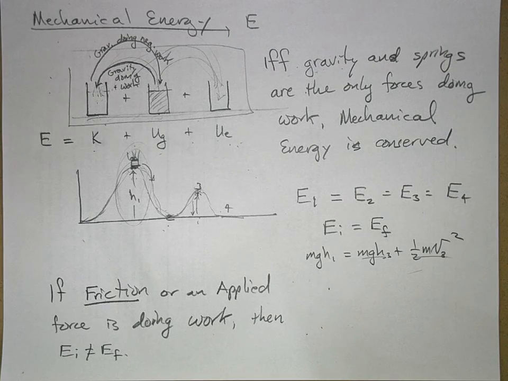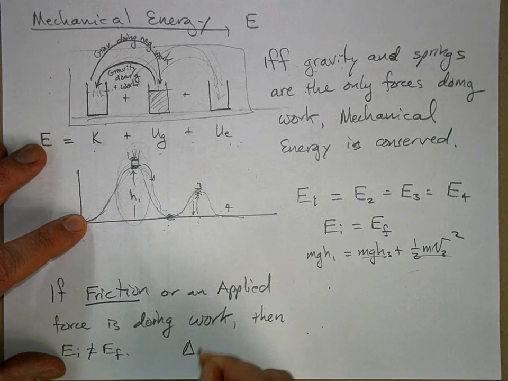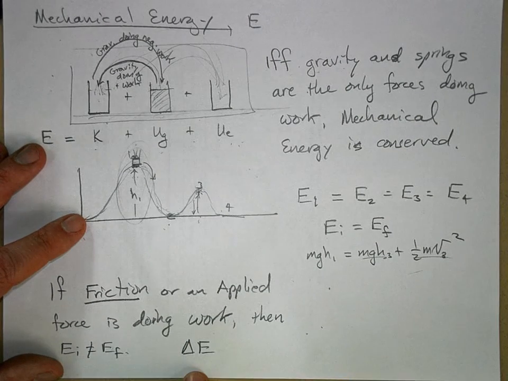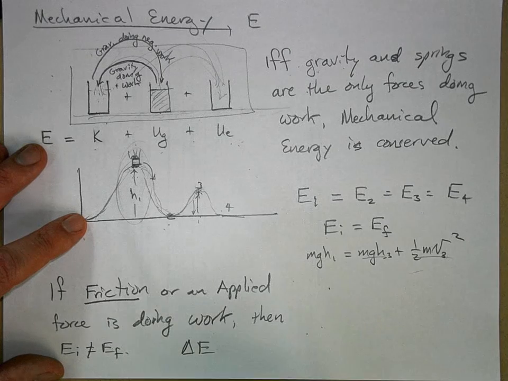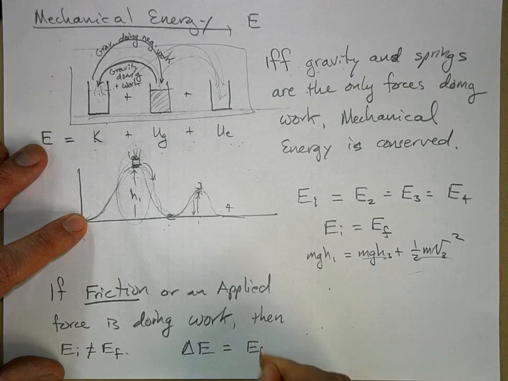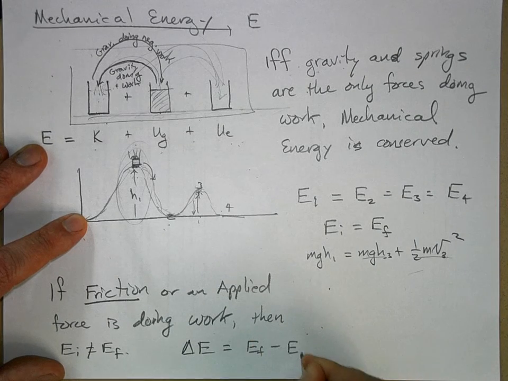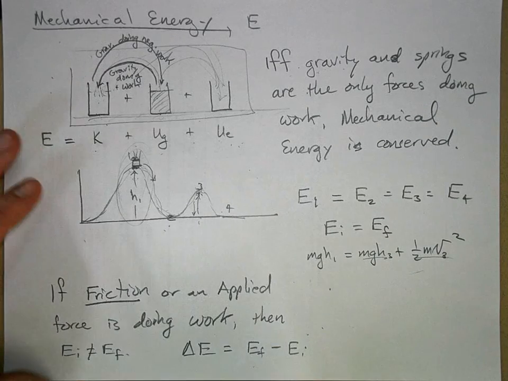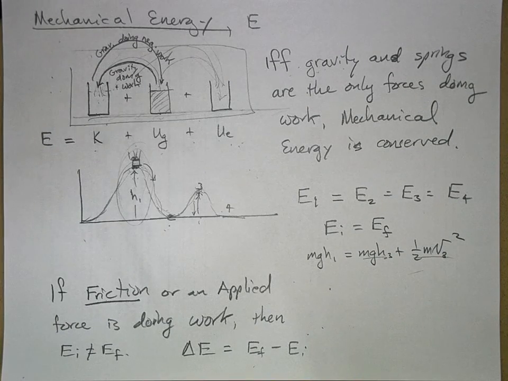And so what you can do is figure out what delta E is. I will give you a problem where I say, what's the change in mechanical energy of your system? Well, then you just go, okay, E final minus E initial. If you have friction, E final is going to be less than E initial. You're going to have a negative change in mechanical energy, and that just means you lost energy. Simple. If it's positive, that means you added it.